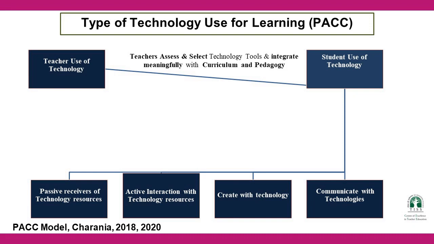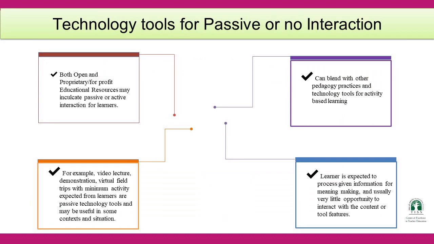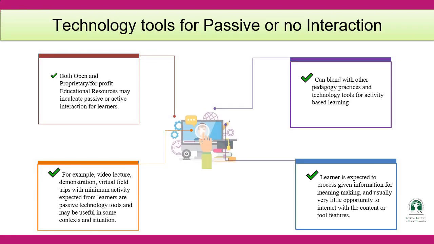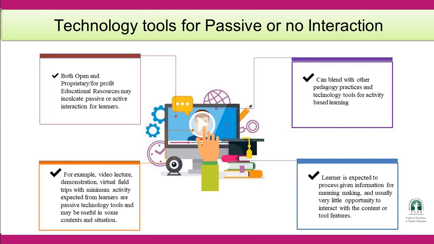The PACC model focuses on student use of technology, and its use can be grouped in 4 categories. The first category deals with technology applications which are designed for passive consumption or no manifested active interactions. Example, videos, long or short, or other resources for learners.